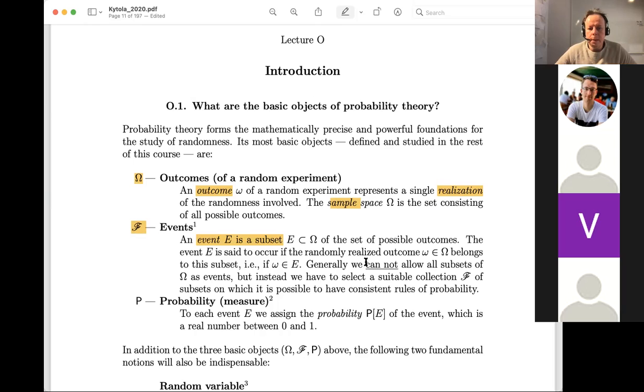but we need to restrict a bit. Not every subset of omega can be an event in general, but we'll learn about this. So we need a good collection of events. And then finally, there's the probability measure, which is a function from this calligraphic F to the real numbers. So we assign to each event a number P of E. That's the probability of the event. It's a number between 0 and 1, including 0 and including 1.